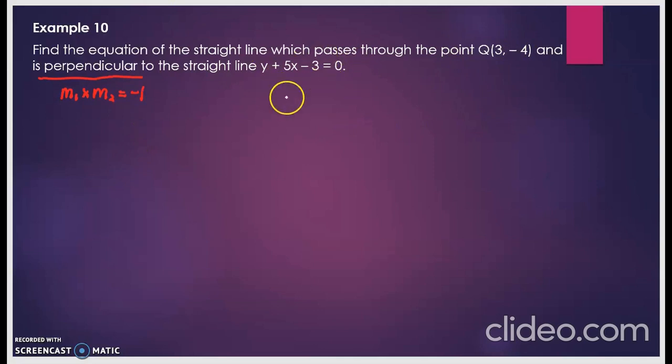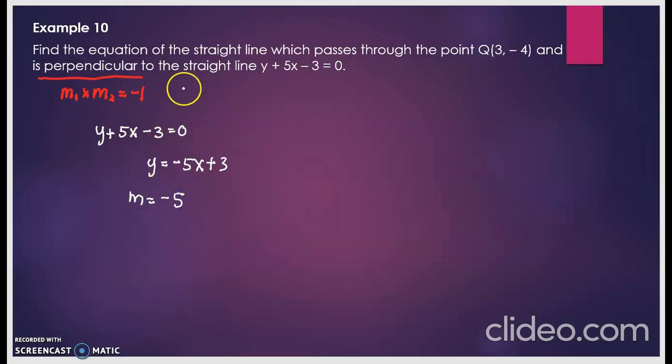So first I try to arrange this equation. y plus 5x minus 3 is equal to 0. y will be equal to negative 5x plus 3, which means that our gradient m is equal to negative 5. So in this example, since this is perpendicular, we cannot straightforward use this gradient because they are not parallel.